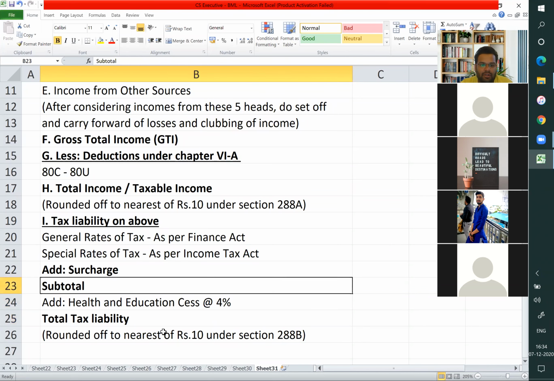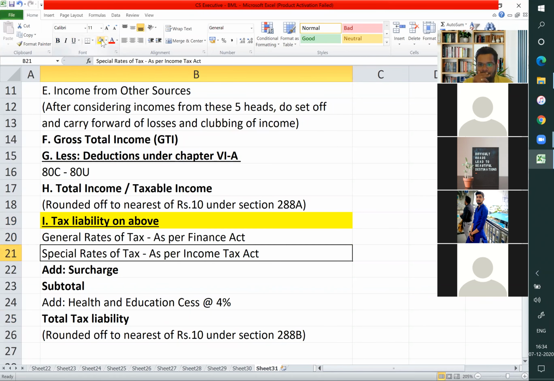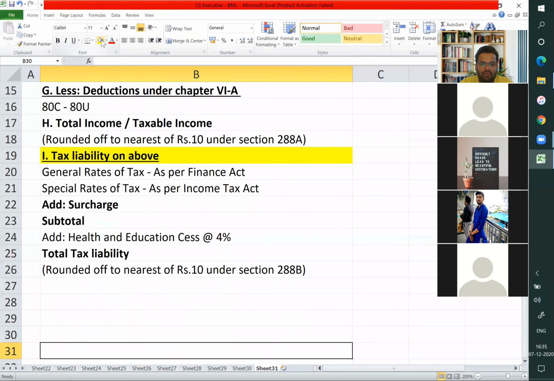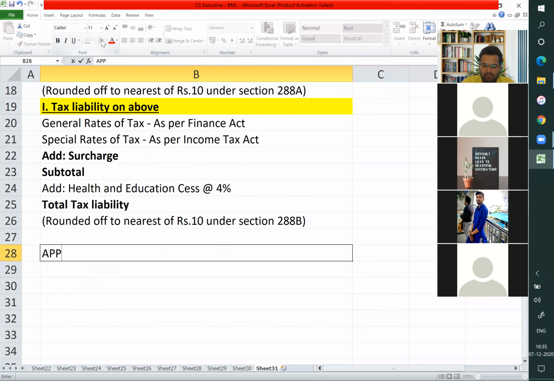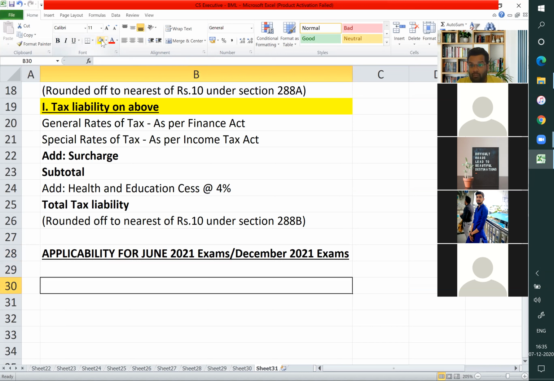Last thing, this is for today. Of course, this tax calculation we will see afterwards, but there is one basic I want to tell you. Those who are giving June 21 exams, December 21 exams, what I'm discussing now is specifically for your exam.